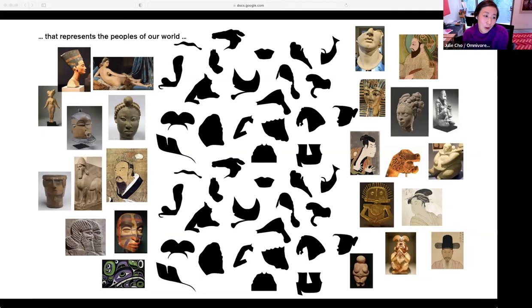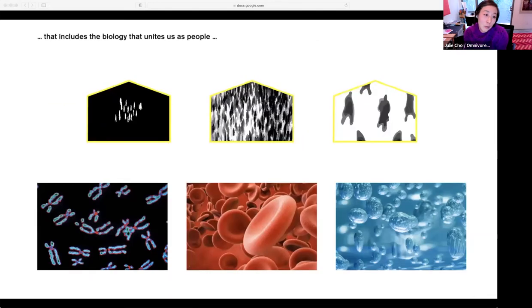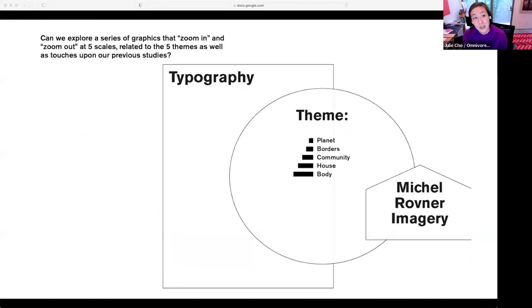We looked at images drawn from art history throughout the world and thought about how they could be combined to create a new multi-layered environment that can include Ravner's amorphous people, which recall cells or other shapes found in biology, forms found inside every one of us. There were a lot of moving parts, and ultimately we came up with a system to bring it all together. It combined typography with the scale themes and incorporated Ravner's imagery.